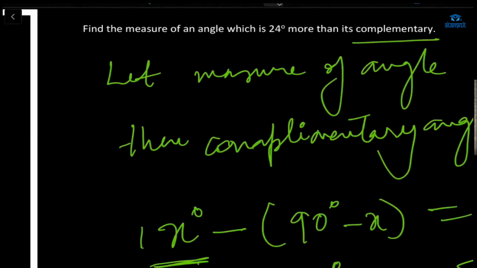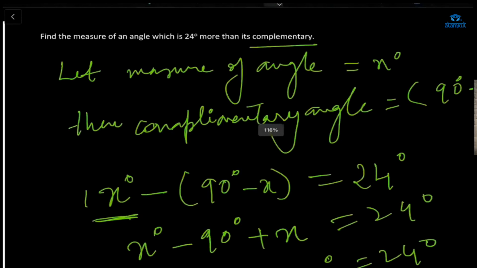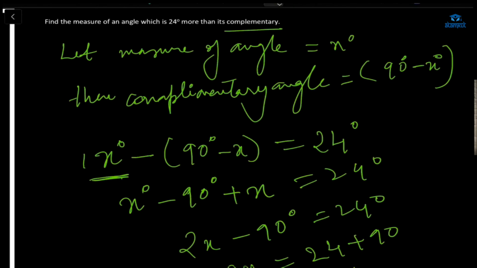Now we are going to assume that the measure of the angle, whose measure we have to find, is equal to x degrees. Now, complementary angle: what is the definition of complementary angle? The sum of the angles is equal to 90 degrees. If one angle is x degrees, since I don't know the exact angle, then what will be the measure of the other angle? That will be 90 minus x, because the sum of both the angles is 90 degrees.